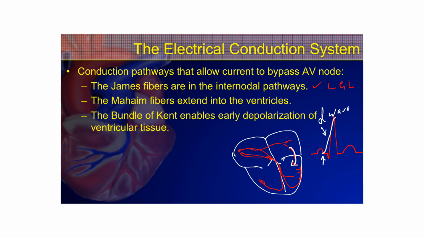You get a widening of the QRS, a delta wave, all right, and a shortened PR interval. So this PR interval is pretty short. Shortened PR interval, delta wave, and widening of the QRS, all indicative of WPW.